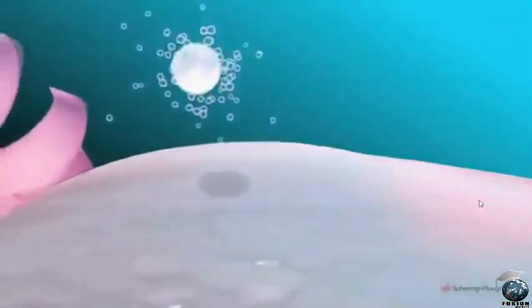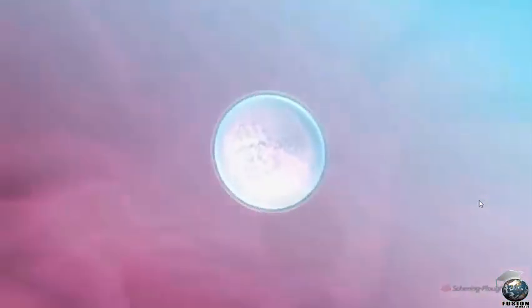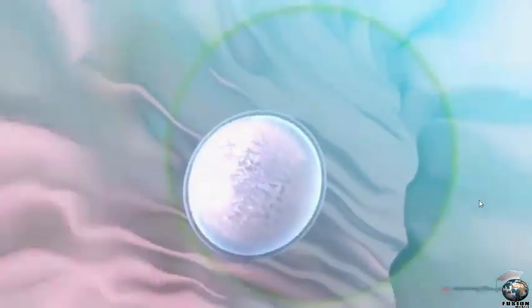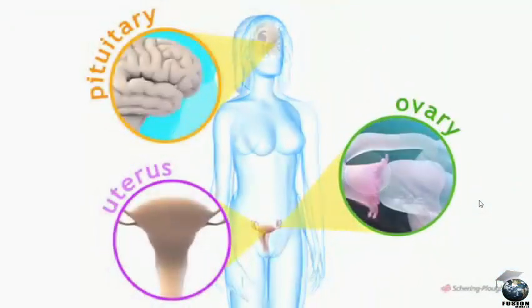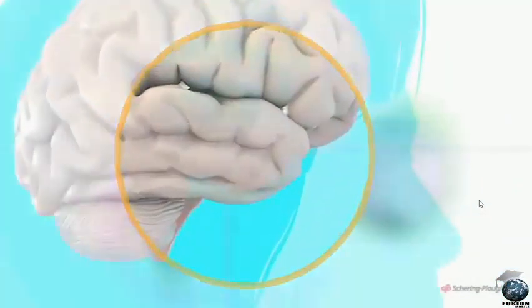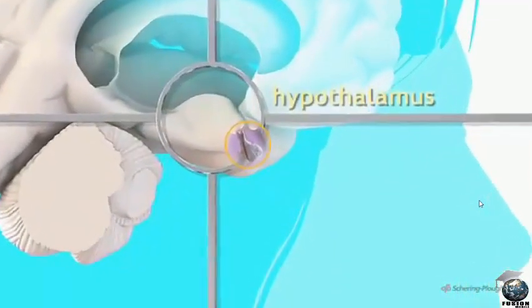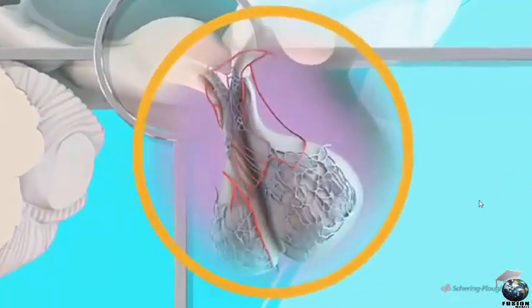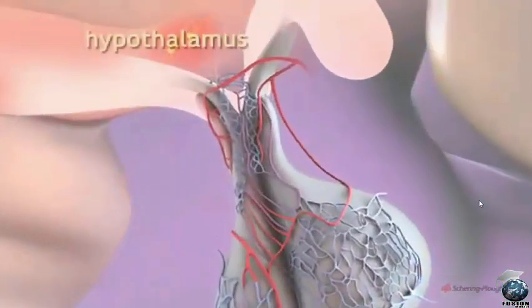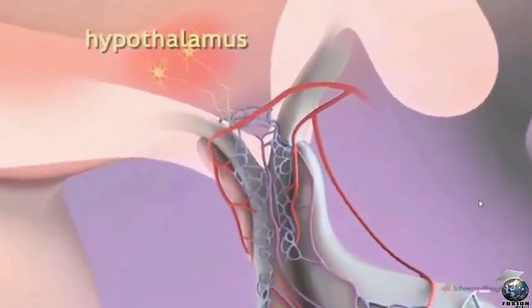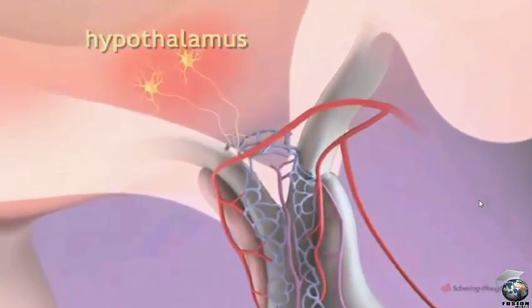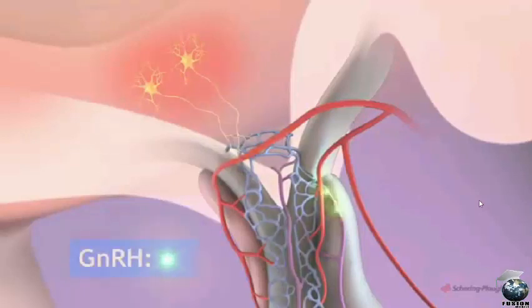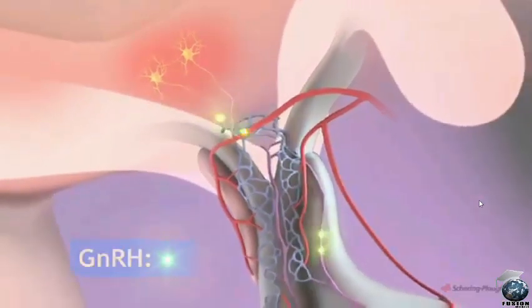Each month, one or other ovary releases a single egg, an event known as ovulation. It is brought about by a series of complex interactions between the pituitary gland, the ovaries, and the uterus. The pituitary gland is itself under the control of a small area of the brain known as the hypothalamus. A new menstrual cycle begins when the nerve cells of this center secrete a hormone called gonadotrophin-releasing hormone, GnRH, into the network of blood vessels which surrounds the pituitary gland.